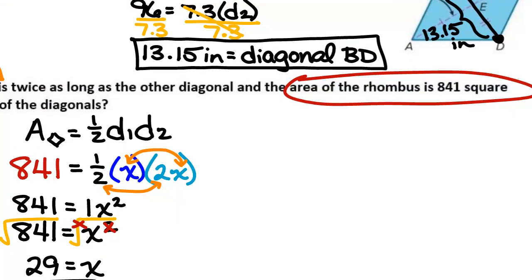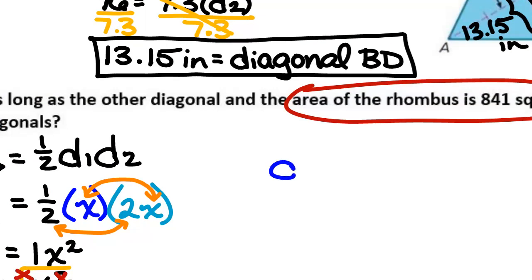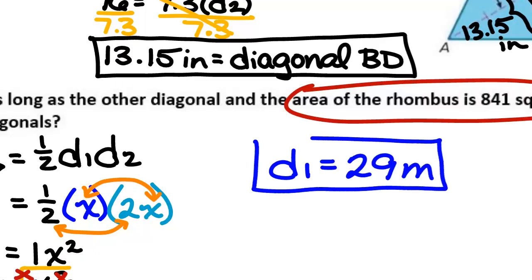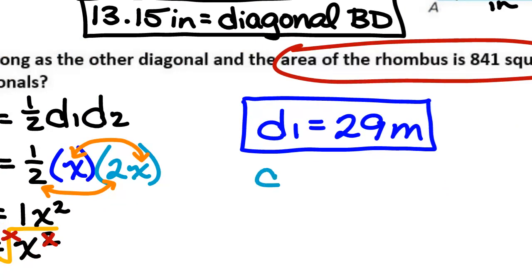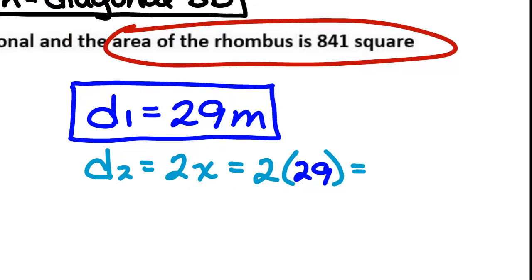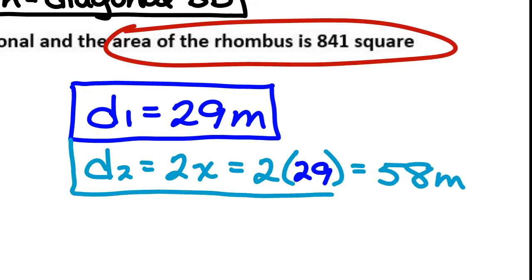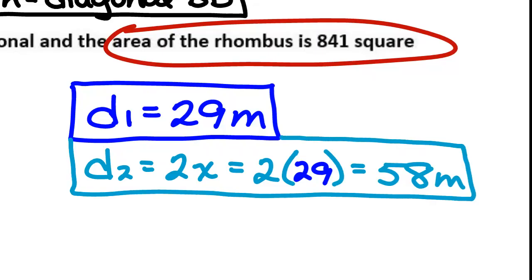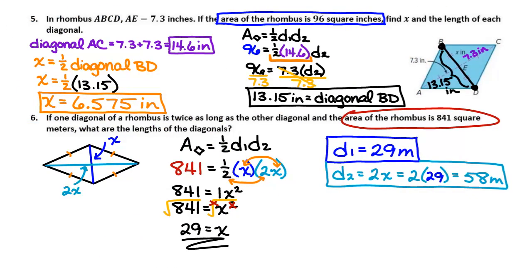All right, so one of my diagonals, we're going to call it diagonal 1, would be 29 meters. The other diagonal, diagonal 2, is equal to 2x, so that would be equal to 2 times 29. What is 2 times 29? 58, so 58 meters. Nicely done.